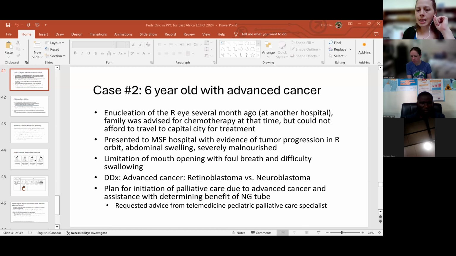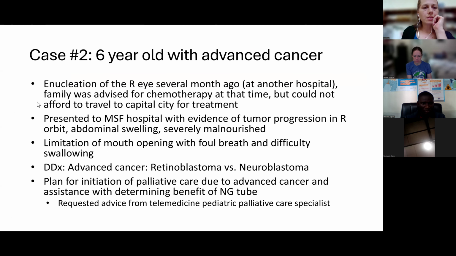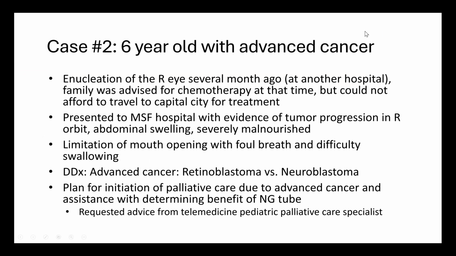So I'll be presenting this case today. So this was of a 6-year-old patient who had advanced cancer. We're continuing on the theme of pediatric cancer diagnoses. The patient had an enucleation of the right eye several months ago at another hospital, not the hospital where we saw the patient. The family was advised for chemotherapy at the time, but could not afford to travel to the capital city for treatment. So this is a fairly common situation that we often find ourselves in, where they may be recommended for further treatment, but there are barriers to accessing that treatment.